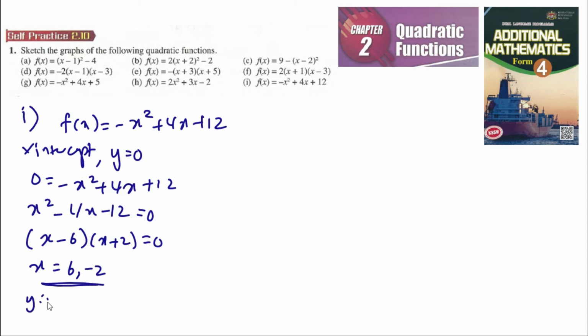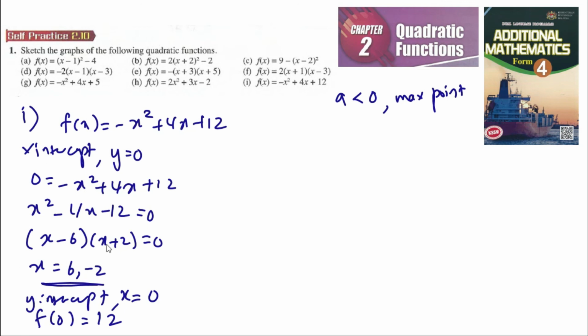So the y-intercept is when x is equal to 0. So when x is equal to 0, f(0) is equal to 12. And then we see here a is smaller than 0, so it has a maximum point. So f(x) is equal to negative x squared plus 4x plus 12, which is equal to negative. To do completing the square, x squared must have coefficient 1.